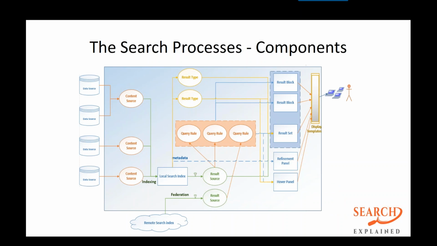Of course, there are many components involved in this story. On the left side, you can see the content sources and the data source systems with all the indexing processes and the local search index which we build. And on the right half of this picture, you can see all the other components which have to be utilized to improve the search experience based on the search index.